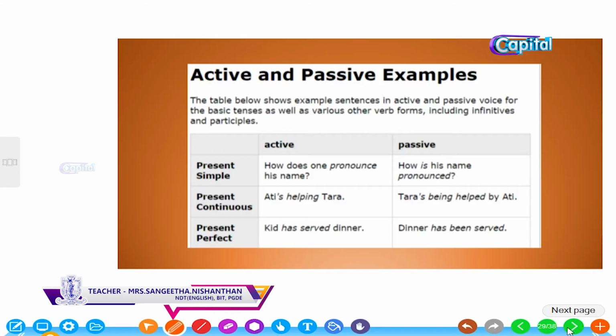Another example, present simple. How does one pronounce his name? This is the question. How is his name pronounced? Adi is helping Tara. It is in present continuous. So, Tara is being helped by Adi. Kids have served dinner. The object is here. Dinner has been served by kids.